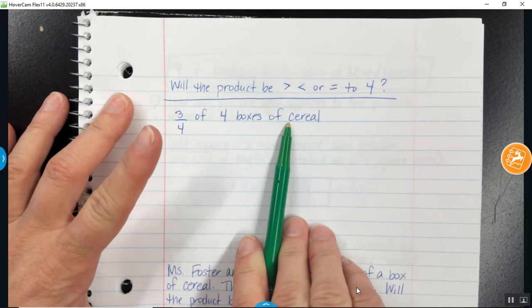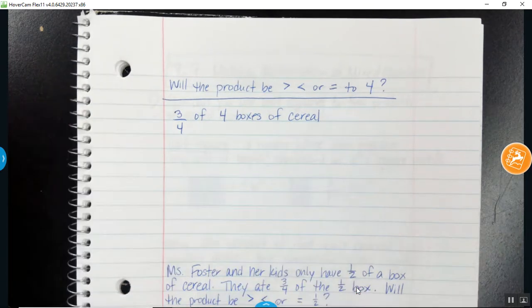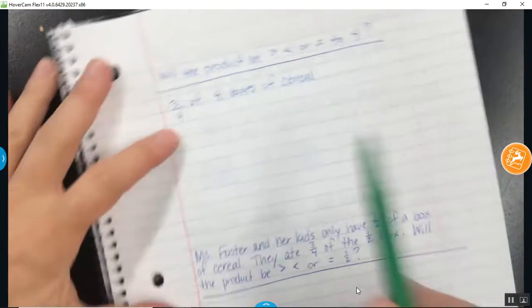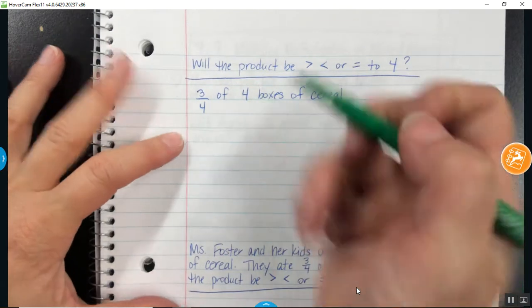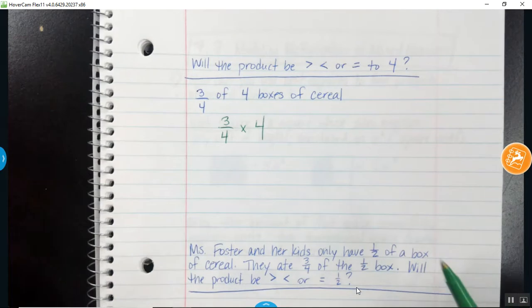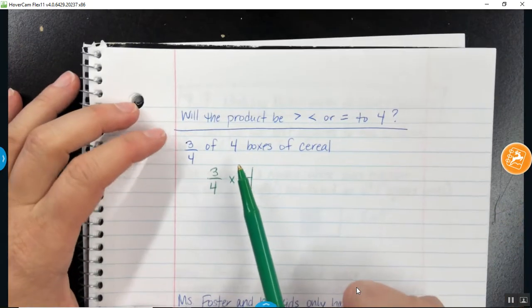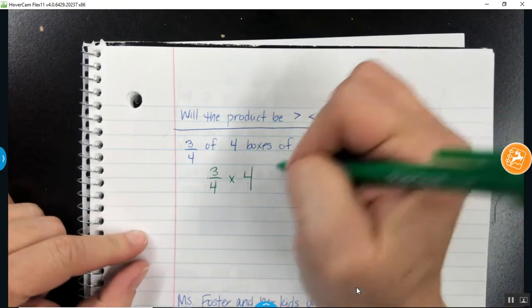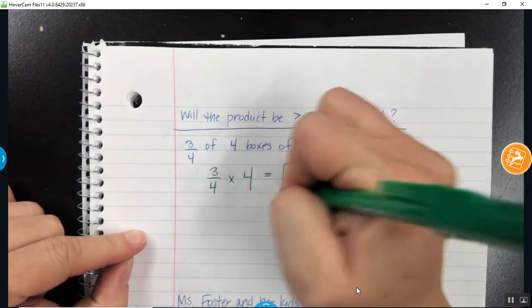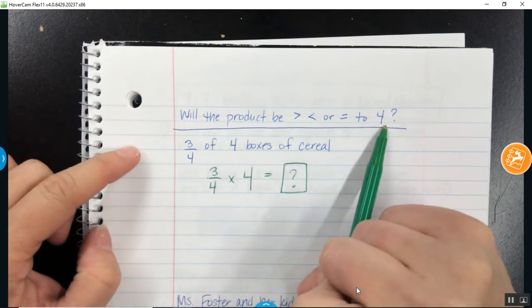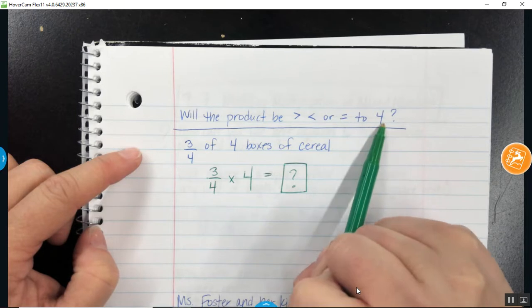Step number 1. What numbers are being multiplied? Right? Was that step number 1? I just want to make sure I'm getting this right. Yeah, what numbers are being multiplied? Okay. 3/4 of 4 boxes. Okay, so that's 3/4 of 4. Next thing I need to think is, what am I supposed to be comparing the product to? The product is going to equal something. I don't know what that something will be, and I don't need to know. The only thing I need to know is, will it be greater than, less than, or equal to 4?